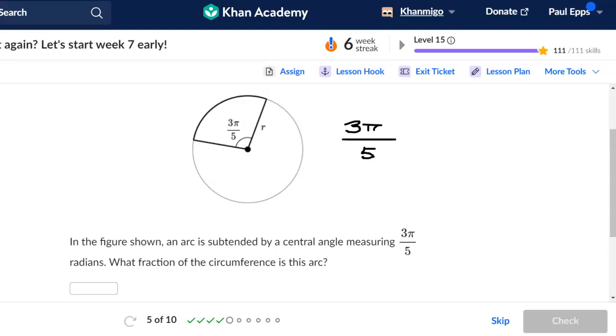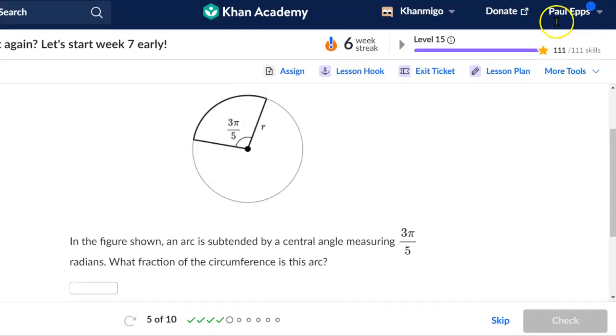3 pi over 5. The arc of the whole circle is 2 pi, so we just need, the whole circumference. So we really just need to take a fraction, 3 pi over 5. What is the fraction of 3 pi over 5 as compared to 2 pi? We multiplied that out. What we would get is 3 pi over 10 pi. Cancel the pi. We get 3 over 10. And I think that's what they want, is just a fraction here. So let's try that. It would be 3 over 10.